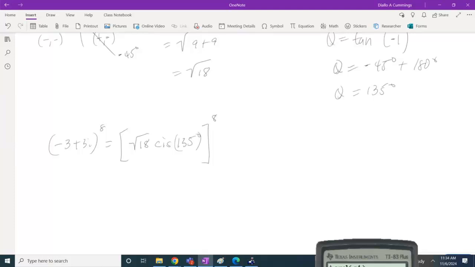So now I'm going to use De Moivre's theorem. The only thing I did here was rewrite the complex number in trig form. Now I'm going to use De Moivre's theorem. It says we take the modulus, raise it to, in this case, the 8th power, times cis of 8 times 135 degrees.